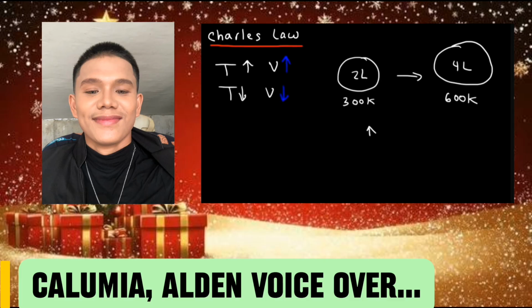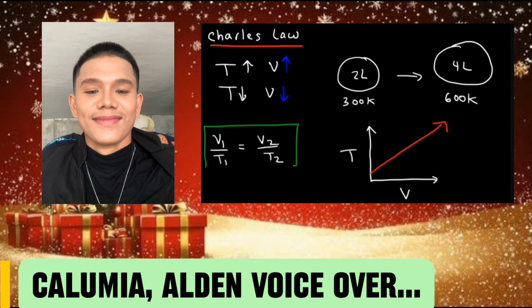So let's say you were to make a graph between volume and temperature. It will look like a straight line. It's a linear relationship. So as the volume goes up, the Kelvin temperature goes up with it at the same rate. Now, the equation that is associated with Charles' law is this equation. It's V1 divided by T1 is equal to V2 over T2. So that's the formula you need to know when solving problems associated with Charles' law.